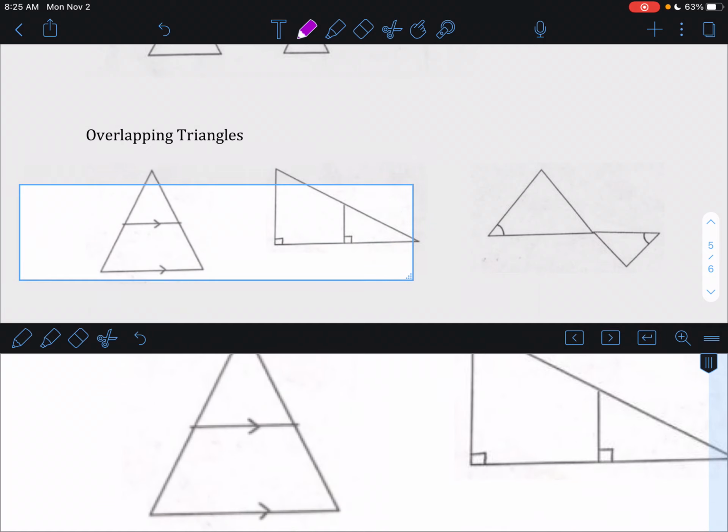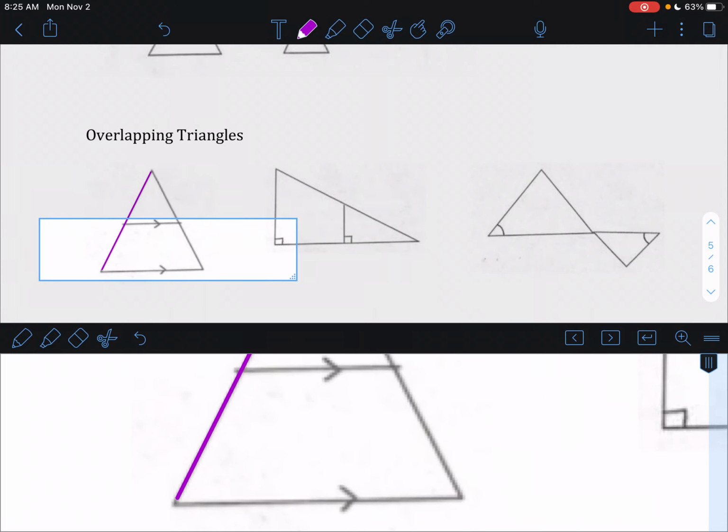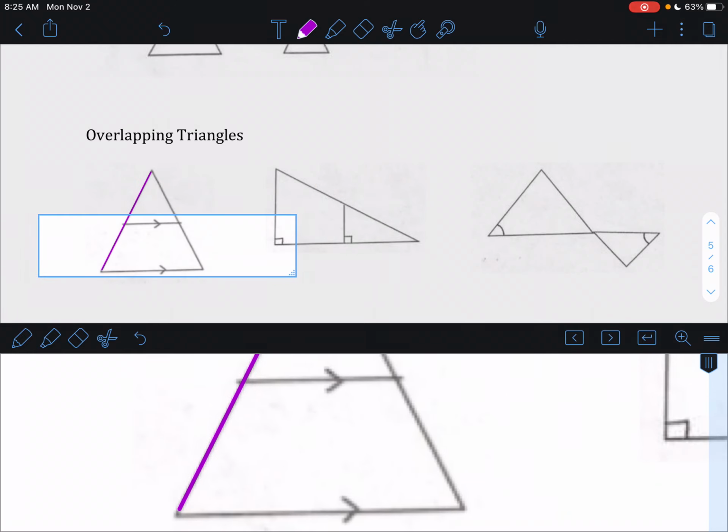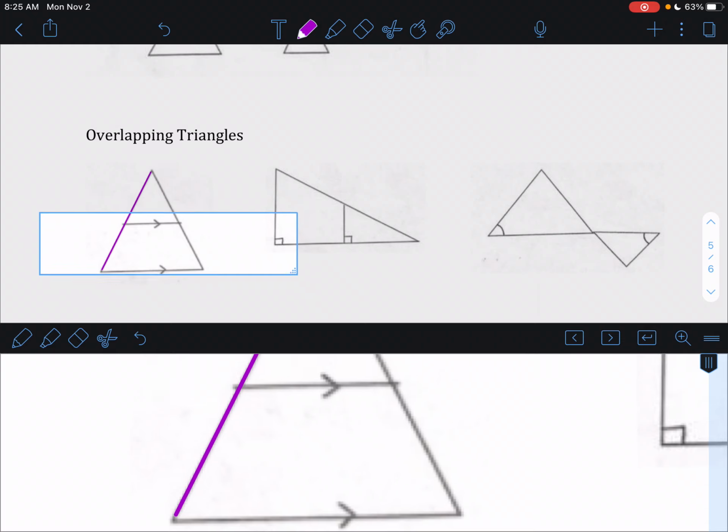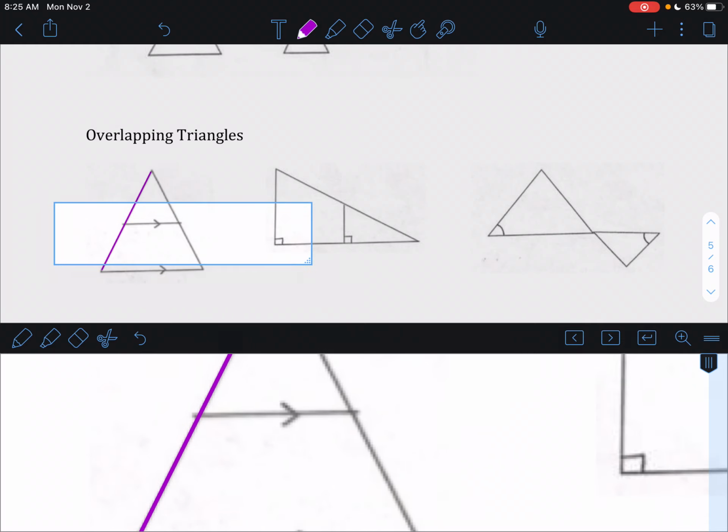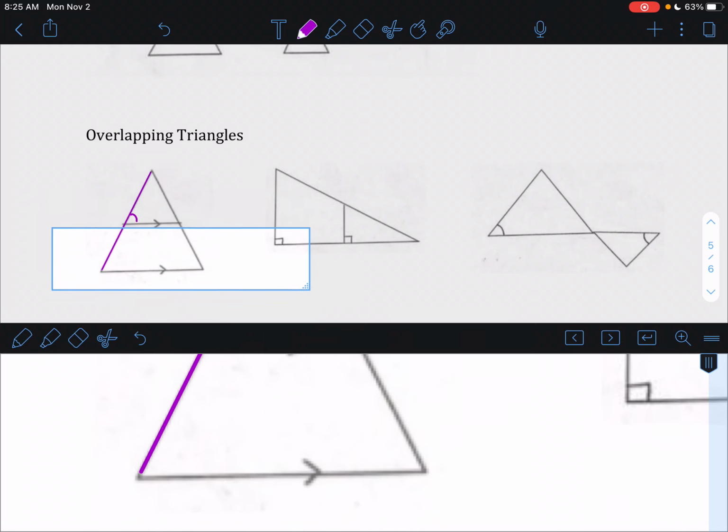then I know that this side, which intersects both those parallel lines, is basically a transversal. So these are two parallel lines that are now cut by a transversal, which makes this angle and this angle into two corresponding angles.